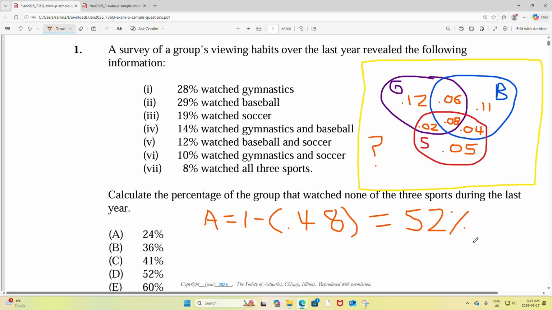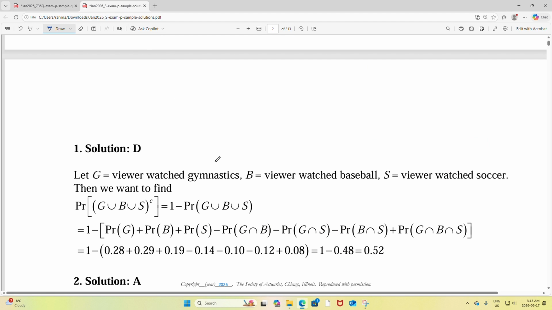Now, if you want to look at what the SOA does in their sample solutions, you'll see this right here. You don't see any Venn diagrams. They're basically using algebra or set notation here to solve it. But here's the thing. This C here, I think it's complement. It's just defined as 1 minus the probability of whatever is in here. G union B, well, actually, let's just talk a bit about this half moon symbol.